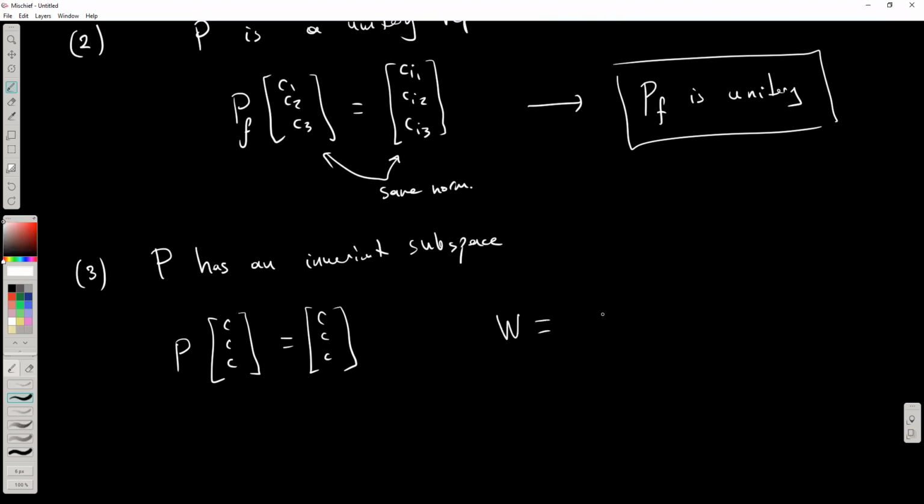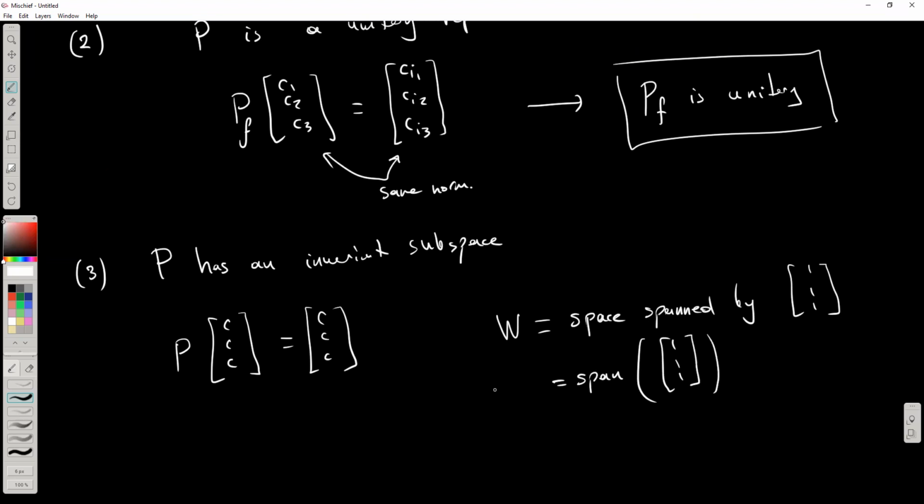So W is a subspace. I'm not talking about a vector. The vector itself is invariant too, but that's not really the important point. The important point is that every vector in that subspace is sent to another vector in that subspace, even though this other vector is still the same. So W is the space spanned by the vector 1, 1, 1. People just write this as the linear span of 1, 1, 1, right? This is what the mathematicians do. But this is actually a one-dimensional subspace. Dimension is equal to 1.